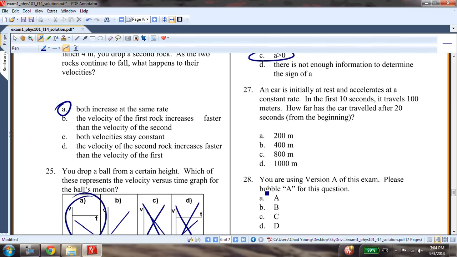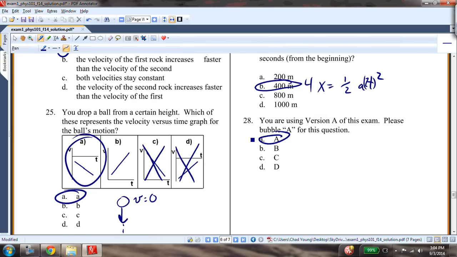A car is initially at rest and accelerates at a constant rate. In the first 10 seconds, it travels 100 meters. How far has the car traveled after 20 seconds? That is, you're doubling the time. You double the time. How is the distance affected? Well, I know that x equals 1/2 at squared. If I double the time, I quadruple the distance. So it initially traveled 100 meters, and then if I double that time, it'll travel 400 meters. So 27 is B, and here, whatever version you have, is A.